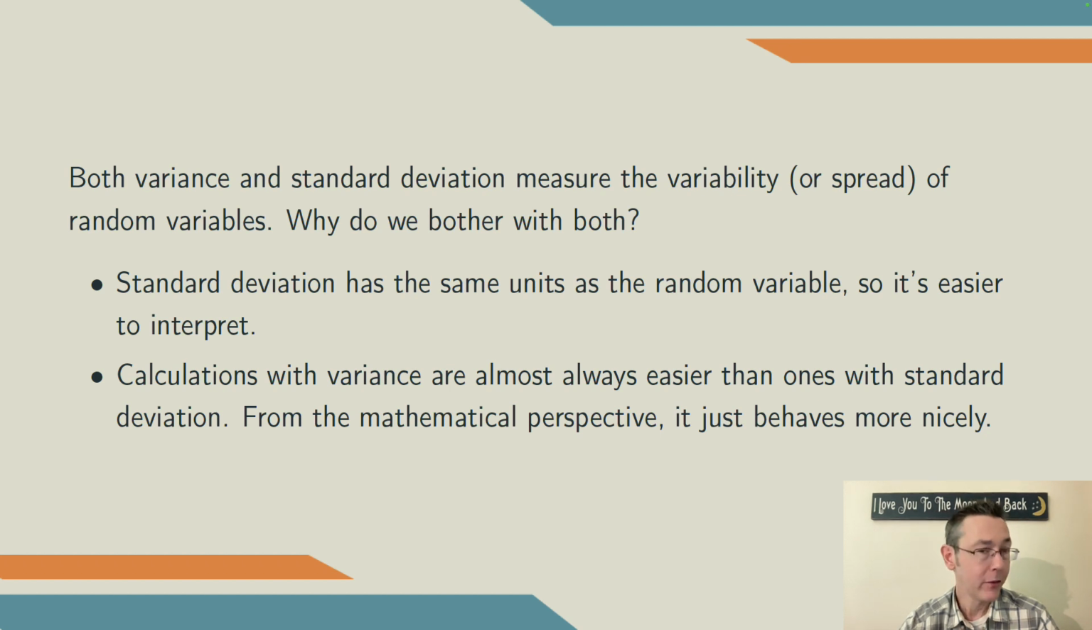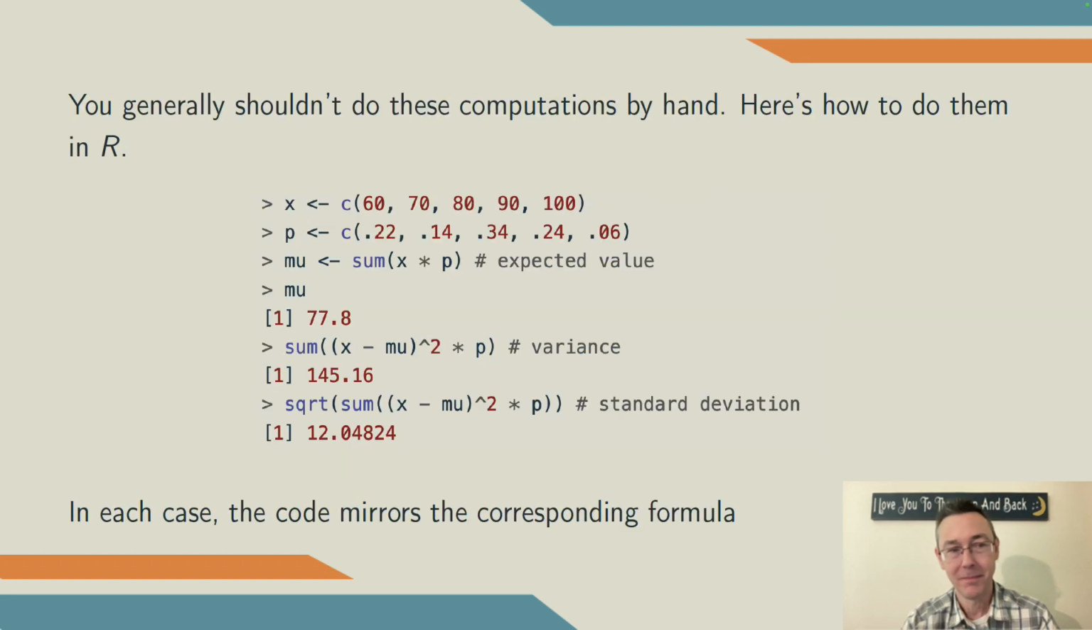However, if you go on in statistics, probability, data science, you end up working with variance a fair amount more. It's easier to work with mathematically, and it behaves more nicely. It just has some better mathematical properties that we don't really need to worry about at this level.